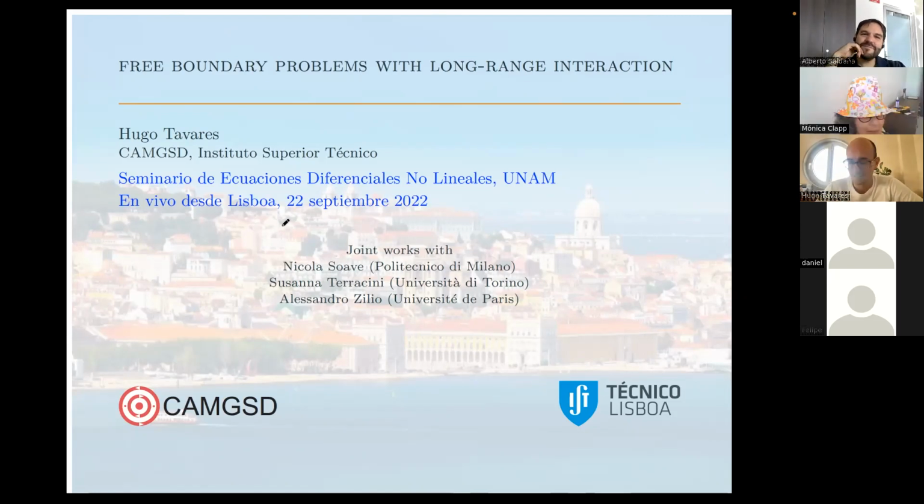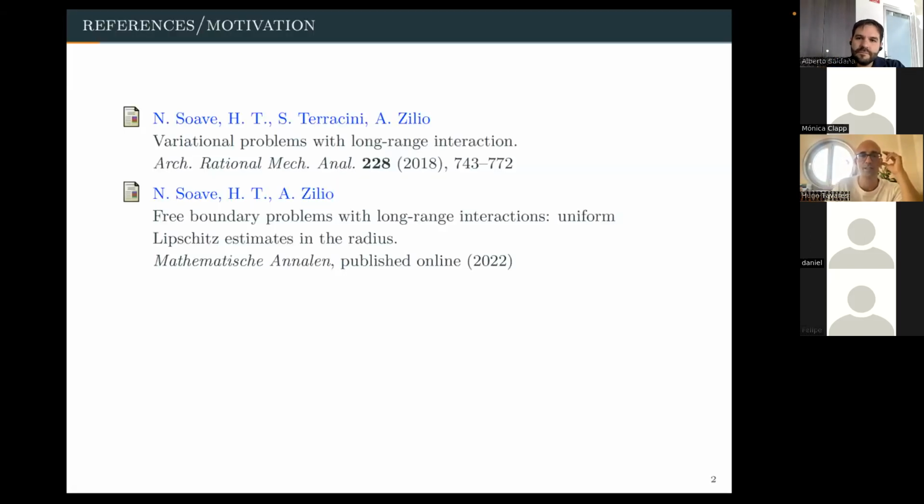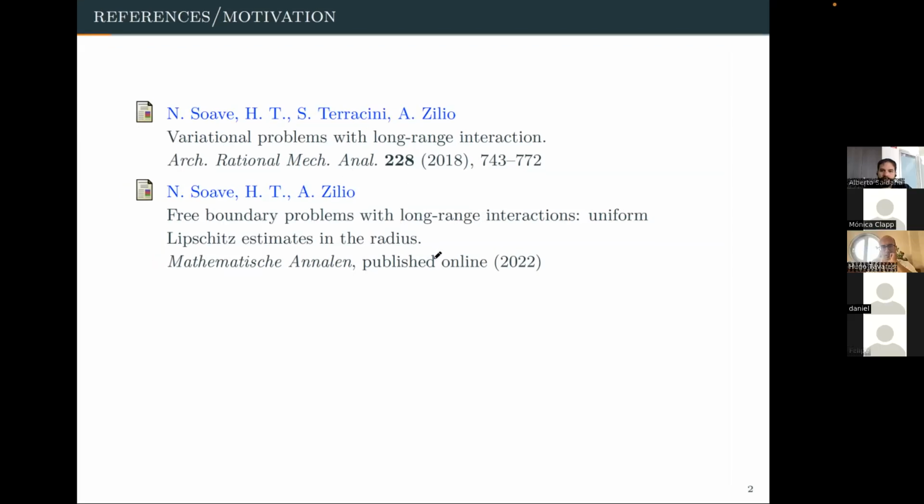And this is about joint work. So I'm going to talk about two works. One is joint with Nicola Soave from Milano, Susanna Terracini from Torino, and Alessandro Zilio from Université de Paris. So this is in the old Paris 7, but now they merged some universities, and now it's called Université de Paris. And here are the two papers I'm going to talk about. One is already a 5-year-old paper, and then there is a recent one, which we finished last year, and it's now published online.